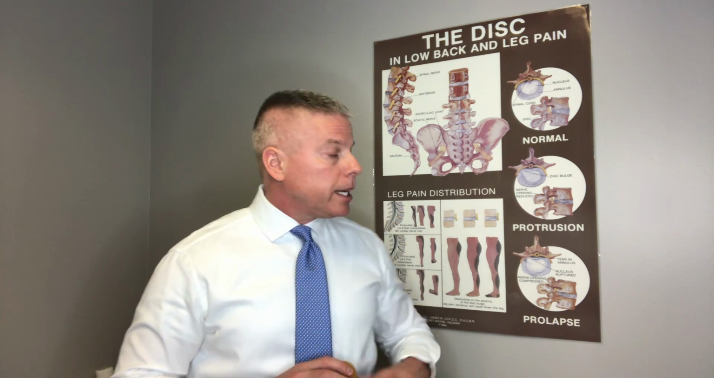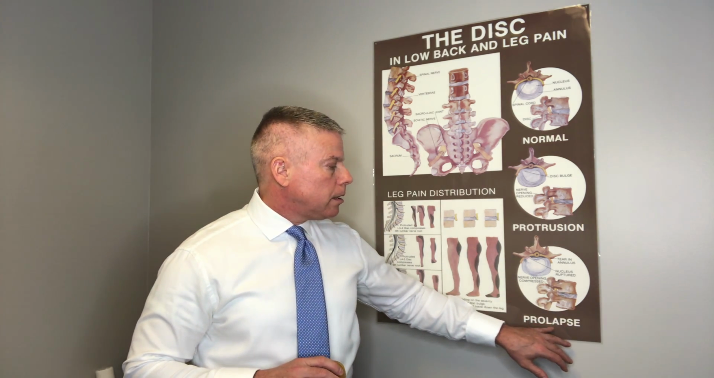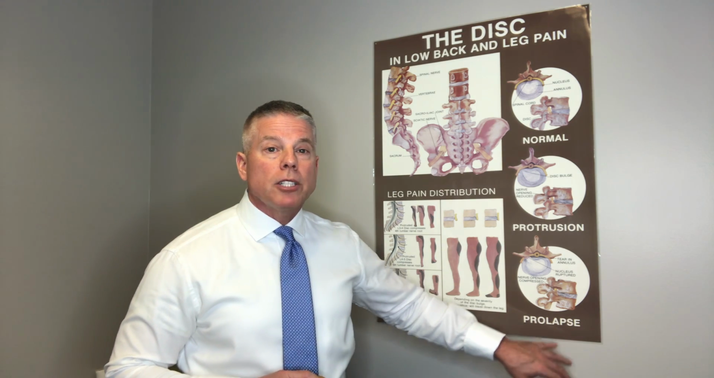Now, when we get increased pressure on the disc, then we can get a disc herniation or a prolapse. Now, there's a lot of different terms that describe a disc herniation: a slipped disc, a ruptured disc, a protrusion, an extrusion, a prolapse. And all of these terms basically mean the same thing. There's some type of disc pathology, some disc damage. That's the root of the problem.